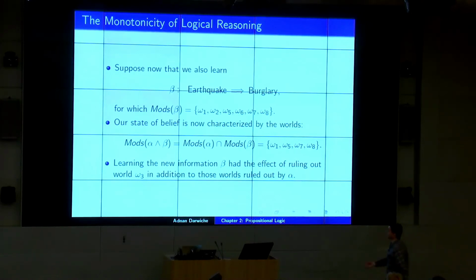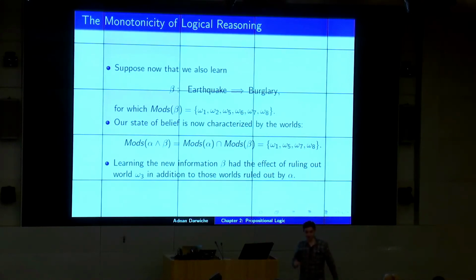What's our current state of knowledge? It's the intersection. Mods of alpha and beta, so now it's 1, 5, 7, and 8. We dropped 1 more. Look at what interesting thing happened here. Only 1 was dropped. Now, beta, 1, 2, 5, 6, 7, 8, it actually drops 2, 3 and 4, but one of them was already dropped by the previous one, so it didn't add that piece of information. That piece of information was shared. So now we're down to 4 of them, and learning the new information beta has the effect of ruling out world 3 in addition to those.